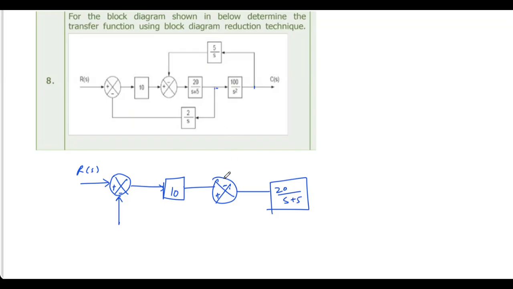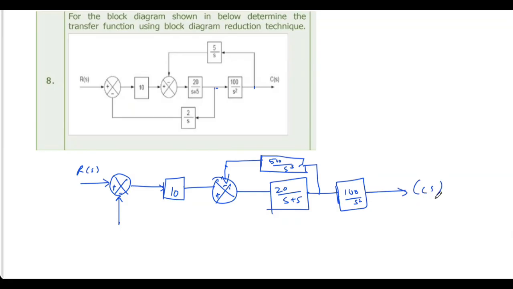So this will be pi by S into 100 by S squared. So this will be 500 by S cubed, and 100 by S. This is yours. And this, you have a 2 by S.